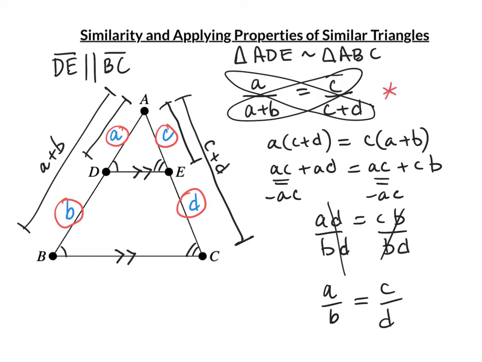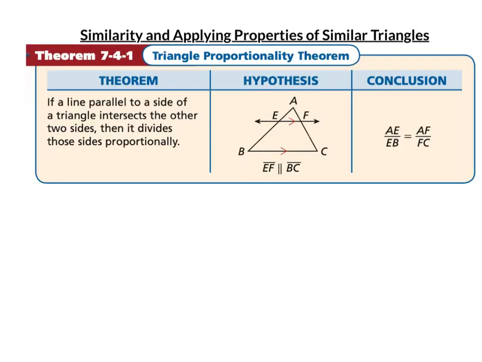Instead of going right to similar triangles, if we have that parallel line in there, it makes similar triangles. And in that case, we can jump right to this: A is to B as C is to D. As I said, that is called the triangle proportionality theorem.